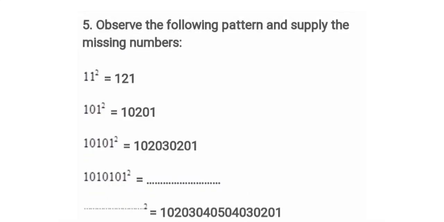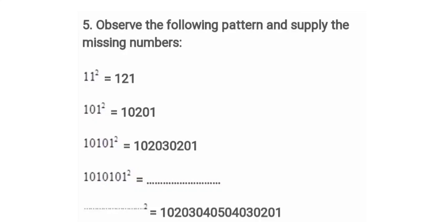Question number 5. Observe the following pattern and supply the missing numbers. See the first one, 11 square. It is 121. 101 square, answer is 10201. Then 1001 square, answer 1002001. Next is 10101 square. Then 1010101 square. So what is the answer?